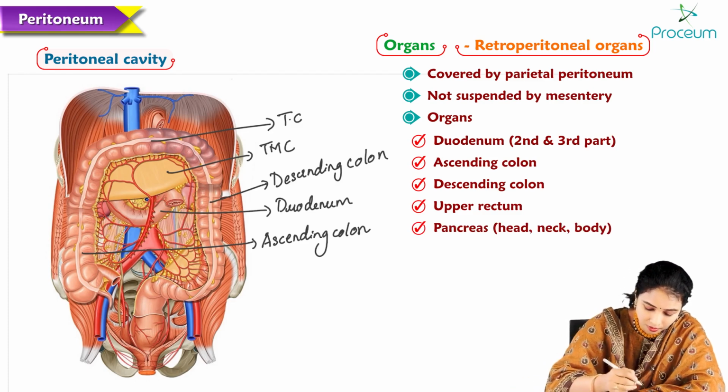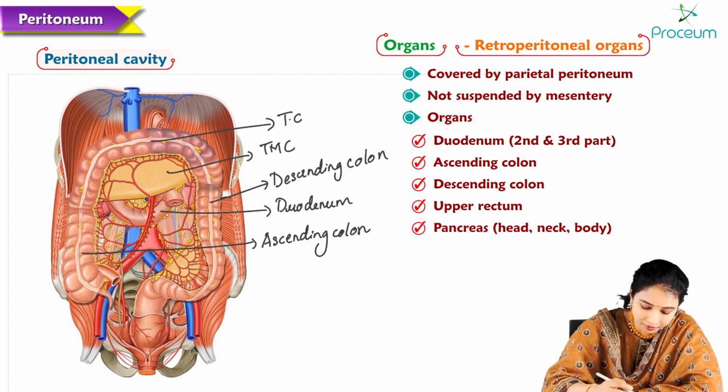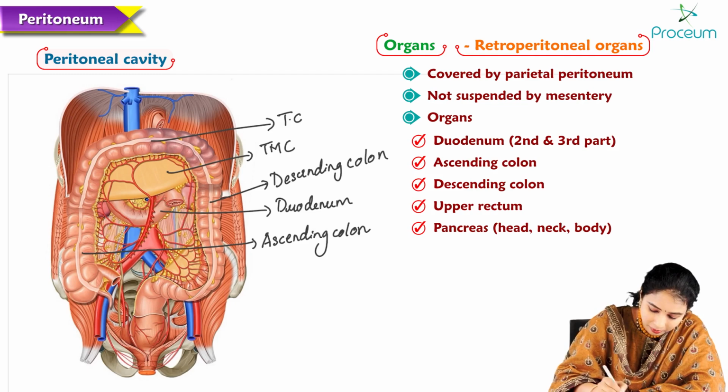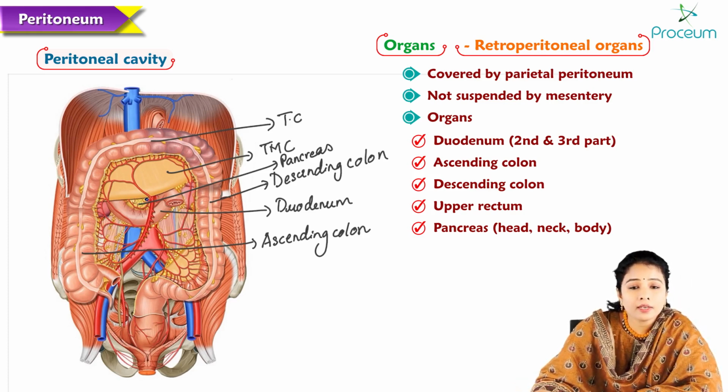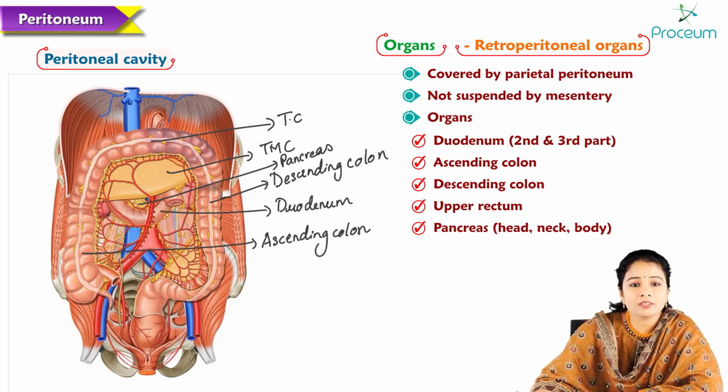The pancreas is not seen because it is within the concavity of the duodenum, but a little part can still be appreciated. So this is pancreas, head of pancreas. So head, neck and body of pancreas are retroperitoneal. The tail of pancreas is a peritoneal organ, that is, it is an intraperitoneal part.